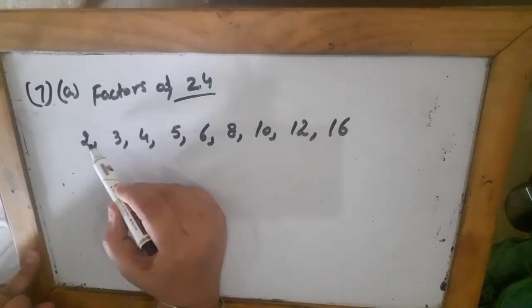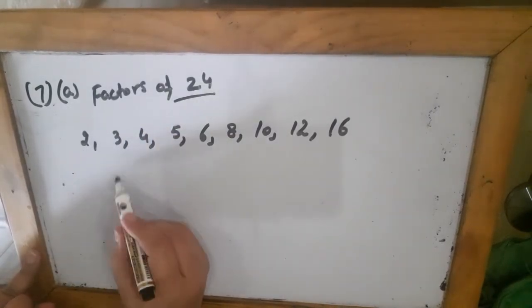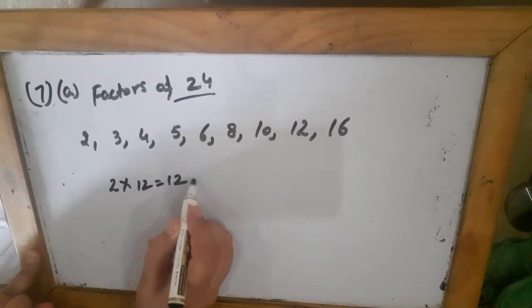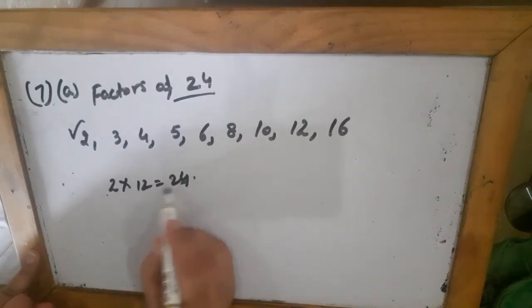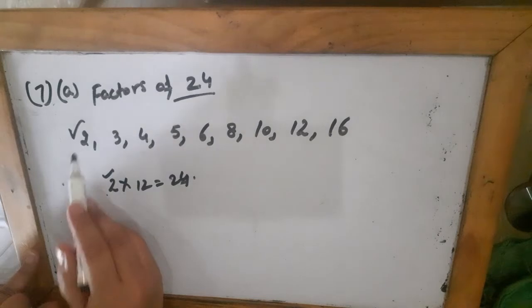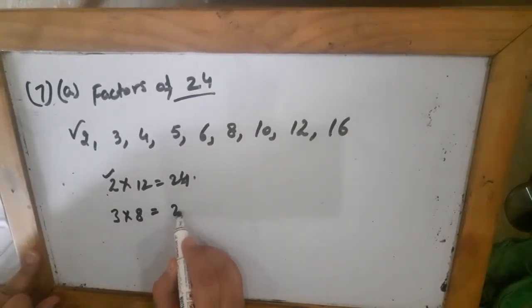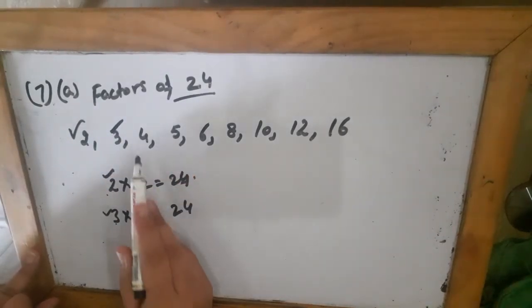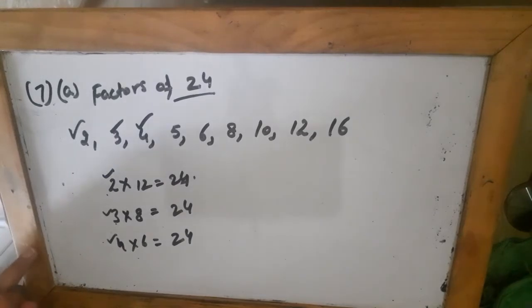Now you know 24, is it divisible by 2? Yes. On the table of 2 you get 2 12s are 24. So 2 is a factor of 24. Now 3, yes, I know that 3 8s is 24. So 3 is a factor of 24. Now 4 6s are 24. Yes, so 4 also is a factor of 24.